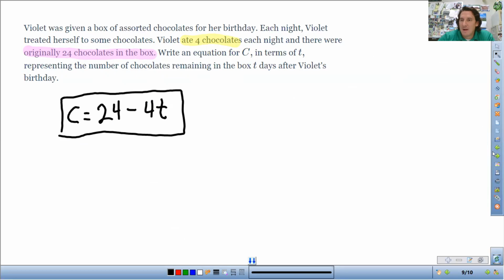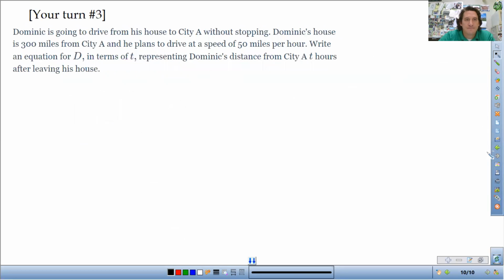All right. Last problem. Dominic is going to drive from his house to City A without stopping. Dominic's house is 300 miles from City A. He plans to drive at a speed of 50 miles per hour. Write an equation for D in terms of T, representing Dominic's distance from City A, T hours after leaving his house. So go ahead, pause the video, and work through this, and then check your answer when you're done. I'll go ahead and start working through this now.